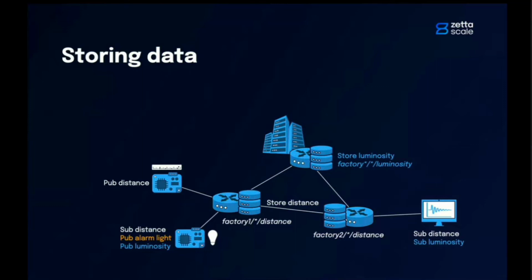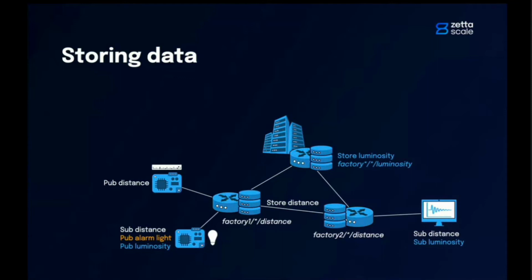And let's assume we want to keep the distance published by the first factory in the first factory. Maybe the reason is that we want to access this distance with low latency. Maybe the reason is because it's some sensitive data and we don't want to put it in a cloud we don't control. Maybe because it's just too big to be sent to the cloud all the time.